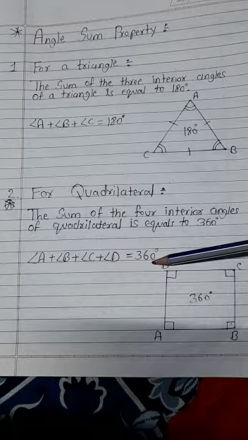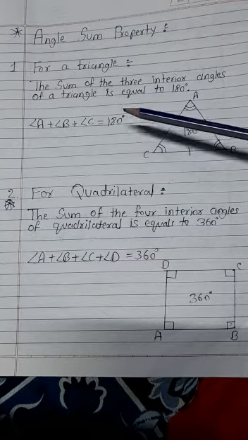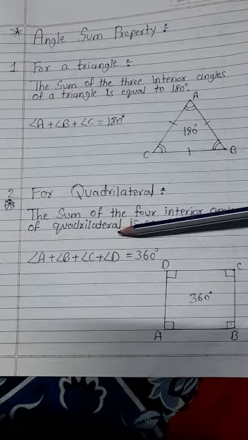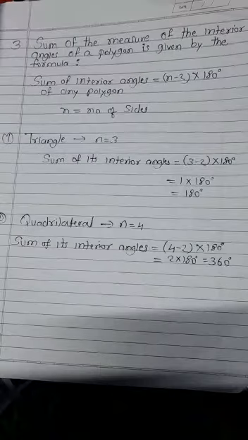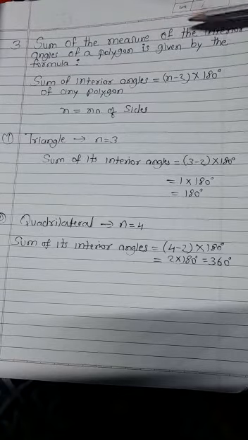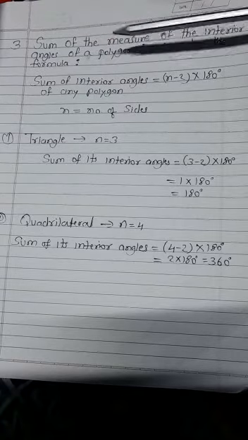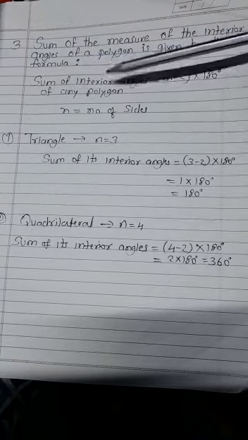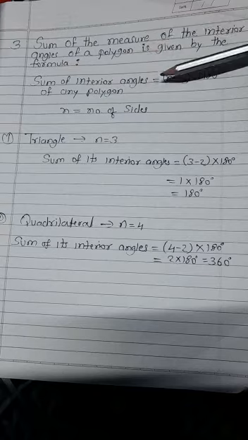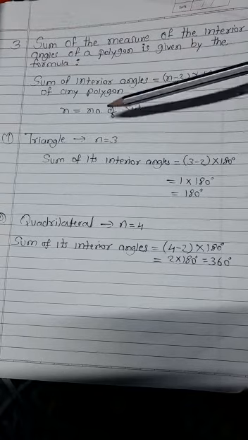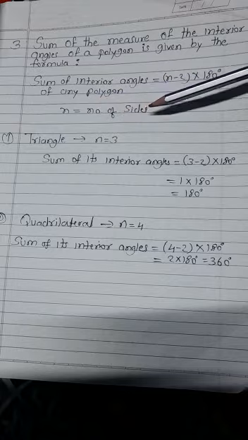degrees. Okay. So this is the angle sum property of a triangle, and this is the angle sum property of a quadrilateral. Next we have the sum of the measures of the interior angles of a polygon, given by the formula: sum of interior angles of any polygon is equal to (n minus 2) into 180 degrees. Here n is equal to the number of sides.